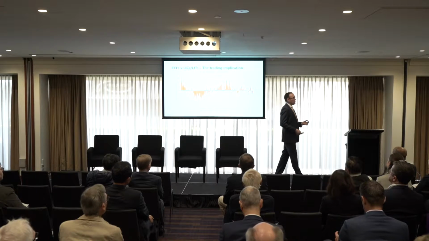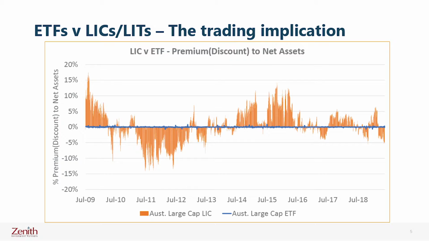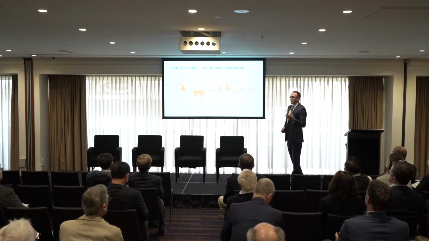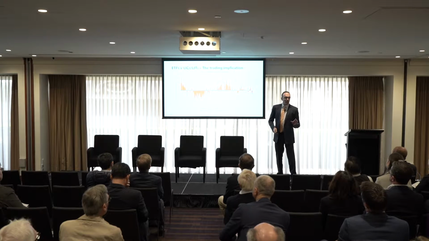With that in mind, here's a chart showing premiums and discounts over time for a LIC and an ETF. These are both big, well-established vehicles in Aussie shares. The orange bars are the LIC. You've got that characteristic of trading away from NAV, whereas the ETF is structurally designed to trade in a very tight band around its NAV. That's fine. This is just the characteristics that you live with.